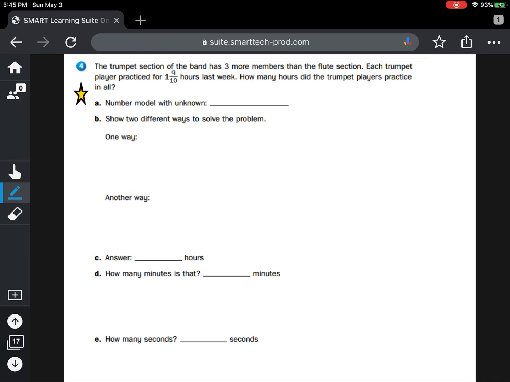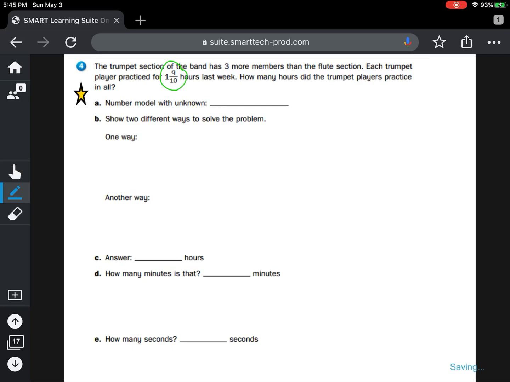Problem number 4, that's the one you're going to do all on your own, and then you will record your answers on the Google form. Question number 4 says, the trumpet section of the band has 3 more members than the flute section. Each trumpet player practiced for 1 9/10 hours last week. How many hours did the trumpet players practice in all?